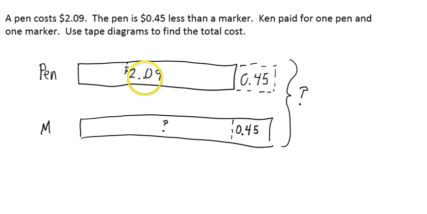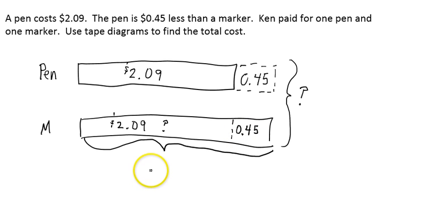So we know that, again, that pen is $2.09 and it's 45 cents less than the marker. So this part of the marker is 45 cents. This part is the same size as the pen, so it's $2.09. So this whole tape together gives me the price of the marker. So $2.09 plus 45 cents equals $2.54.